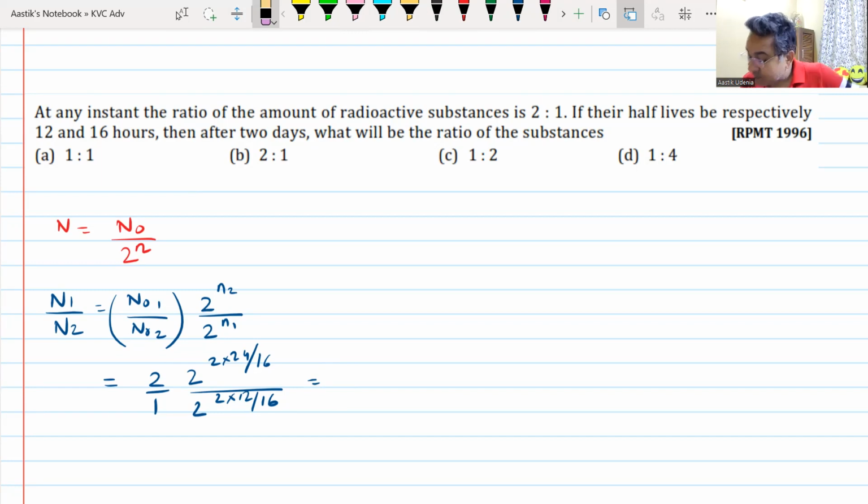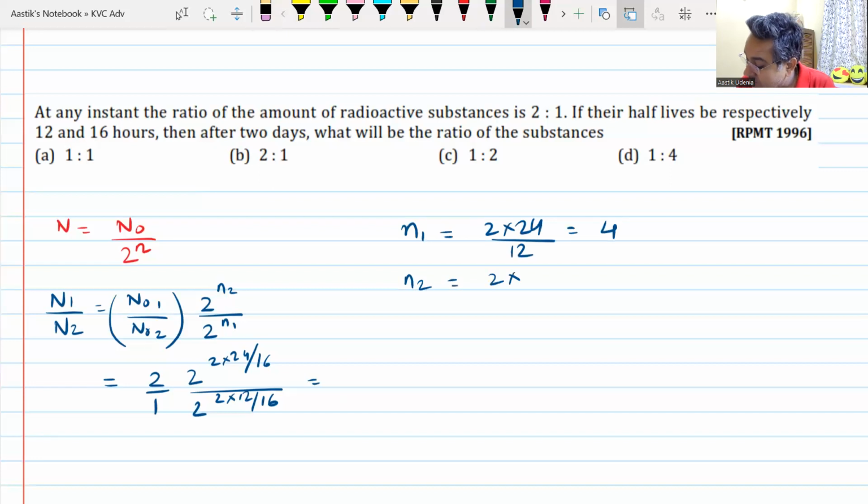N1 is the number of half-lives of the first, and N2 will be the number of half-lives of the second. Let me just calculate N1 and N2 here. Maybe I'm doing a mistake here. N1, the number of half-lives: the total number of hours in 2 days is 2 into 24 divided by 12. So the number of half-lives of this will be 4. No, I'm doing it correctly.